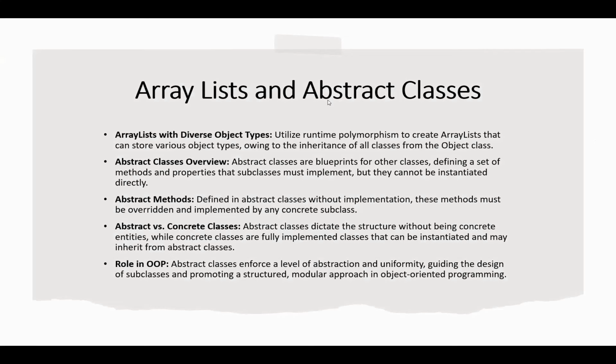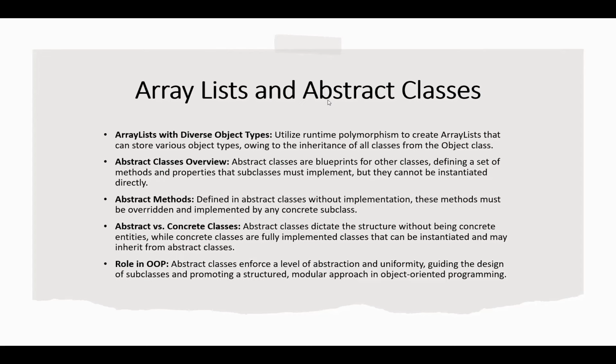And array lists and abstract classes. So in Java, there's a powerful concept that stems from the fact that all classes are derived from the object class. This concept allows us to create versatile collections like array lists that can hold objects of various types. Think of an array list as a dynamic array that can grow and shrink in size. Now imagine that it can hold not just objects of a single type but any object. This flexibility is a direct result of runtime polymorphism, which we just discussed.